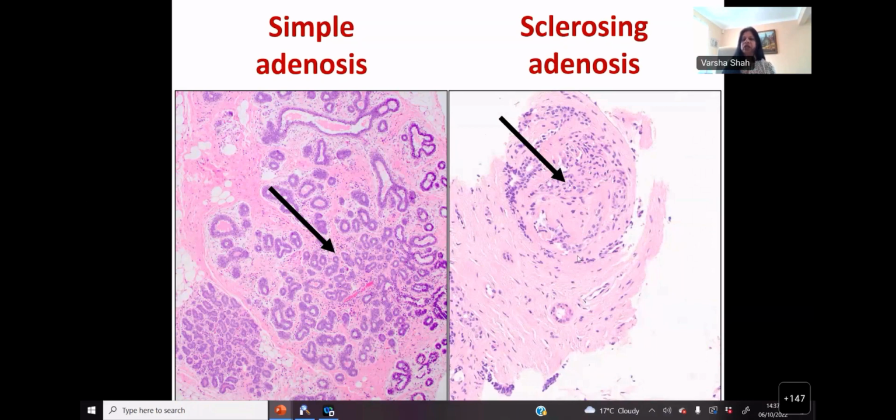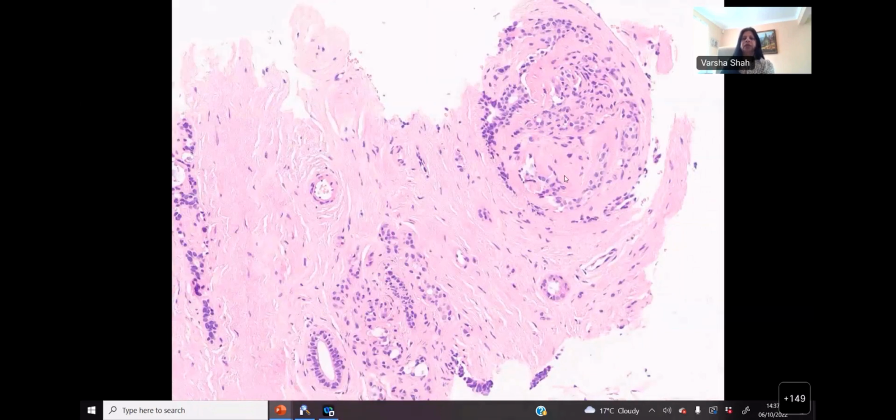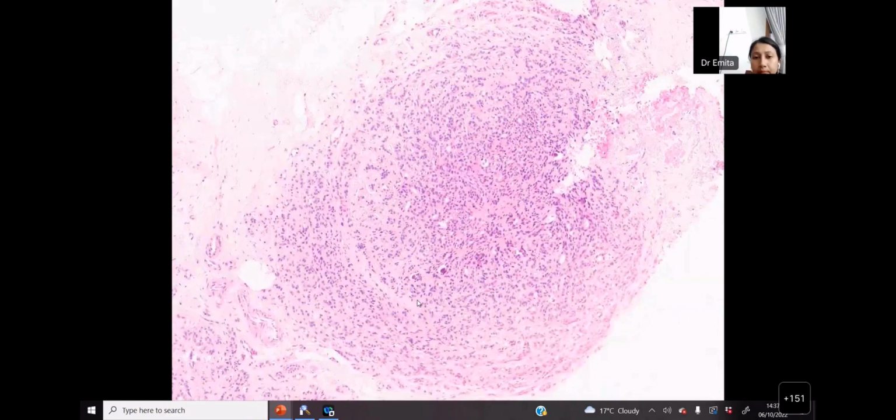But the typical nature of sclerosing adenosis is that it is a lobulocentric proliferation. So under low power, you will still appreciate the normal lobular architecture of the sclerosing adenosis. So that's the high power. Again, you can appreciate that the normal lobular architecture is well preserved. And that is another example. Again, you can see the normal lobular architecture with streaming of cells here.